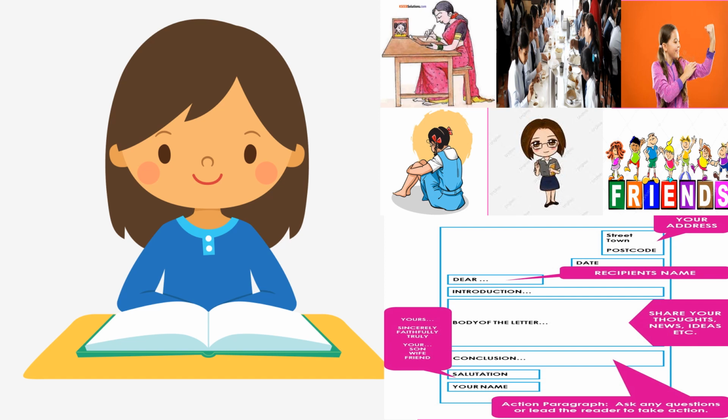And then we learned the steps to write an informal letter. So what are the steps? First of all, you will have to write your address. Then comes the date. Then comes the salutation, which is the dear friend or dear dad or dear mom. And then the body of the letter. Then you will conclude the letter. All right. And then your signature. So this is what we learned in the last class.